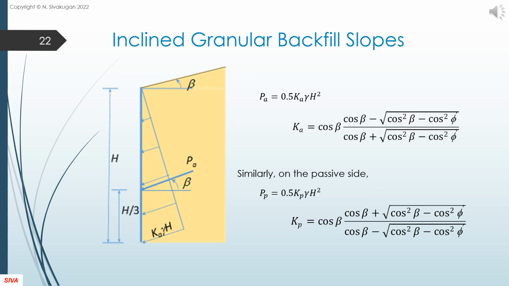Rankine's earth pressure equations for active and passive states we discussed till now assume that the ground level of the backfill is horizontal. When it is inclined at beta as shown here, the expressions for Ka and Kp are different.